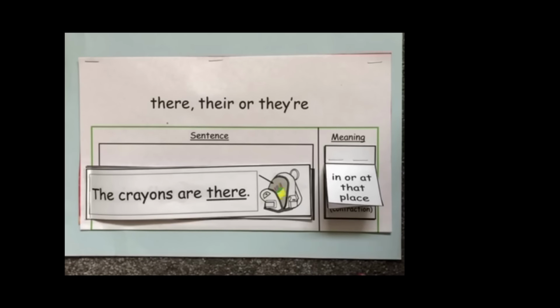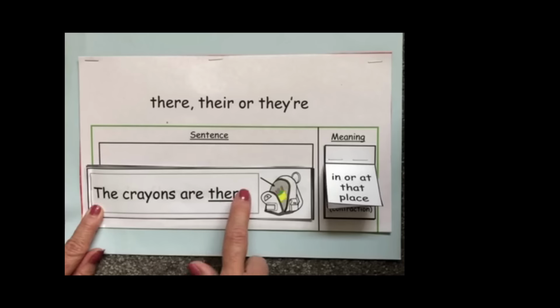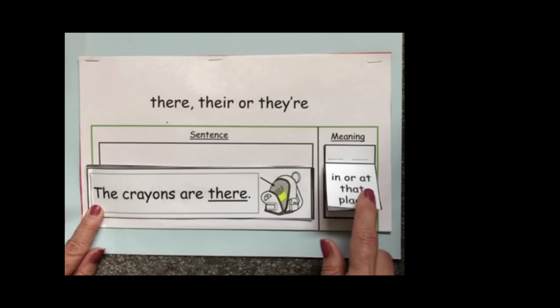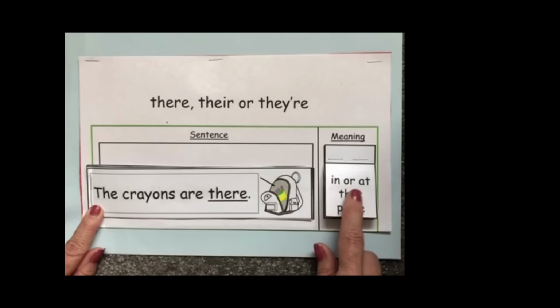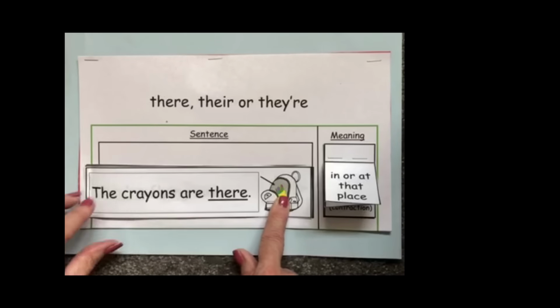Now that kids have had practice with the words their and they're, introduce the sentence meaning activity, asking, what does each word there mean in the sentence? Let's begin. This is our first sentence. The crayons are there. There is an arrow pointing to the crayons. So it means that they are in or at that place. And yes, they are in the backpack.